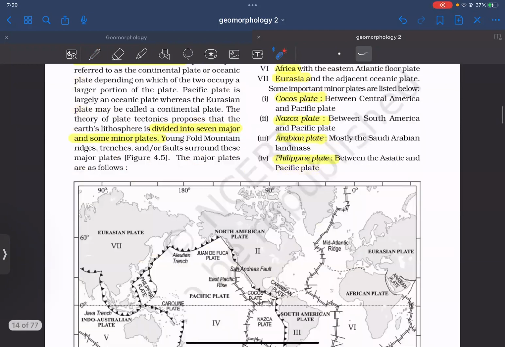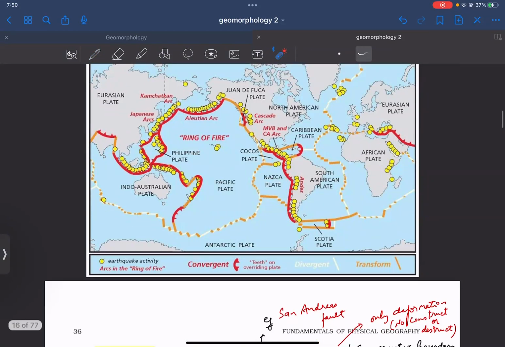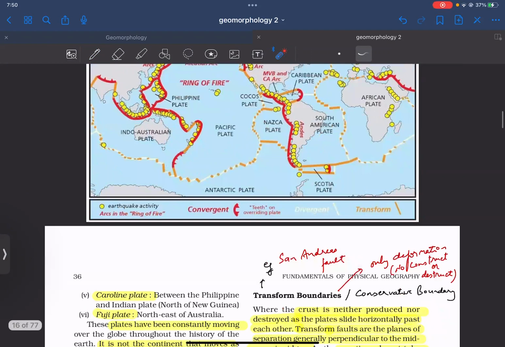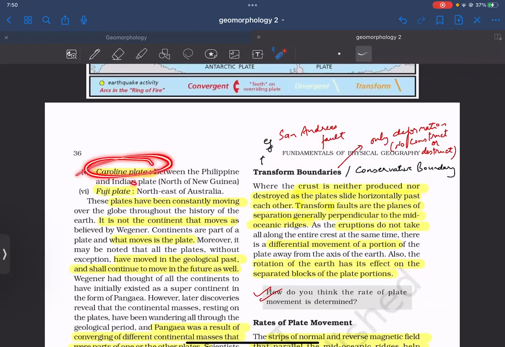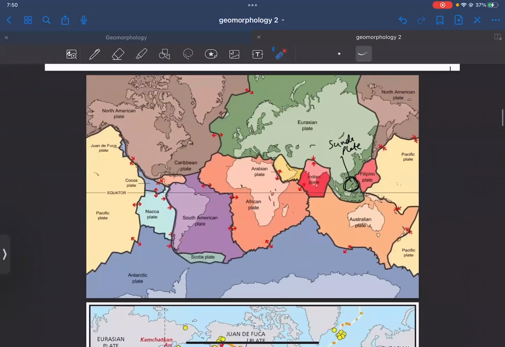In NCERT, what else is given? You have one more, the Caroline and Fiji plate also. You can mark this also, over here and over here. This is the Caroline plate. This is the Fiji plate, because it's mentioned in NCERT, so we have to remember. So just this diagram is enough. Major plates and minor plates.